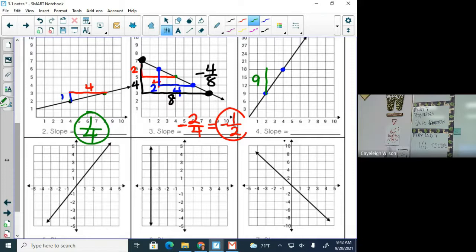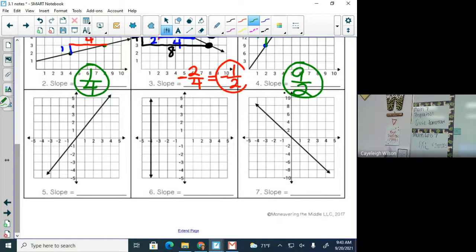Okay, and then this one, 1, 2. So I went 2 spots. And what kind of slope is this one? Positive. So I do the rise. What's the rise number? 9 over the run number, which is 2. Can that reduce any? No. So my slope is positive 9 over 2.